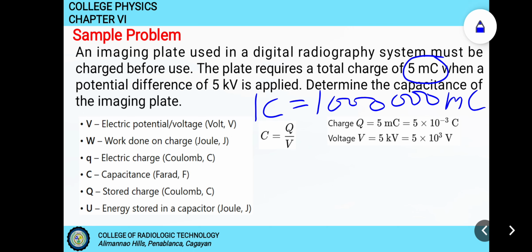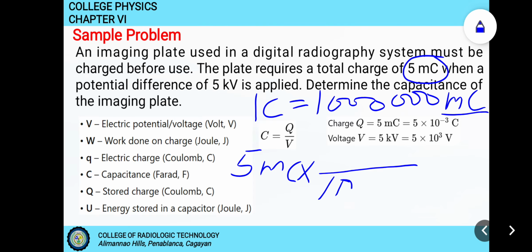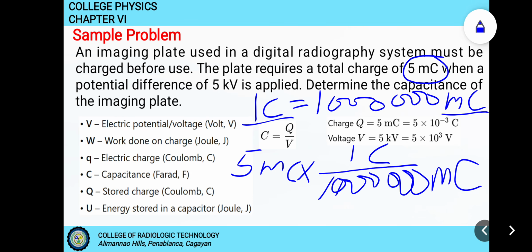So if we have 5 microcoulomb times, how many microcoulomb do we have here? We have 1 million microcoulomb, and the equivalent is 1 coulomb. Canceling microcoulomb, we just divide 5 microcoulomb by 1 million. That will give us 5 times 10 raised to negative 3 coulomb.